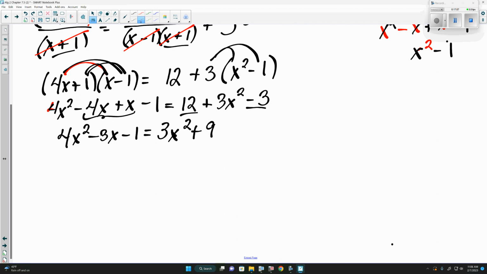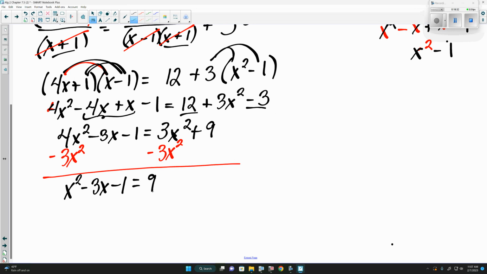Now again, since we do have x squared on both sides, we'll need to get them on the same side. When I start doing this, moving it from left to right or right to left, which side has the bigger x squared term? The left side or the right side? Left, yes? And I really try to keep whatever variable has the biggest exponent positive. So I'm going to move everything to the left side. 4x squared minus 3x squared is going to be x squared. Minus 3x minus 1 is equal to 9.